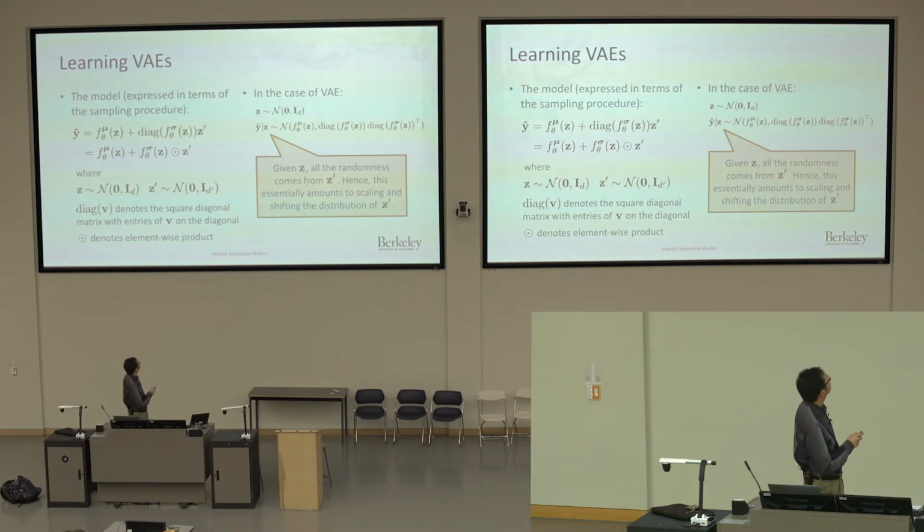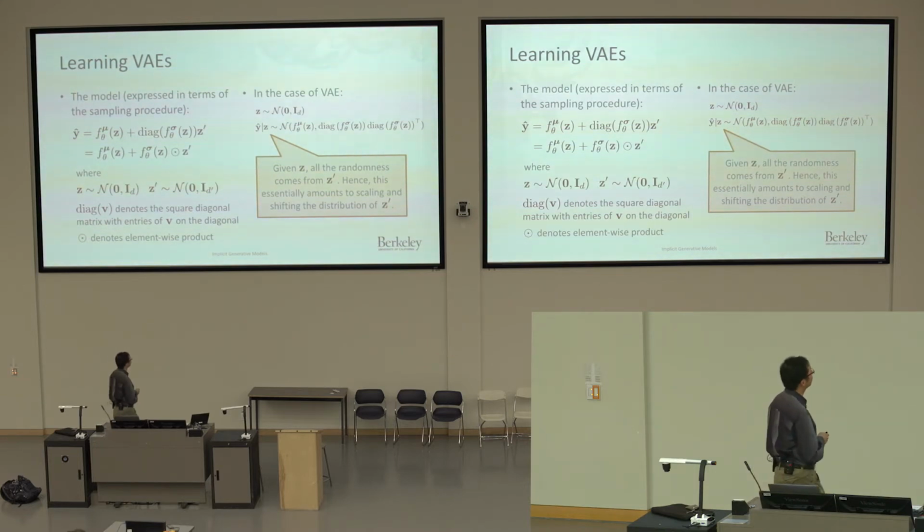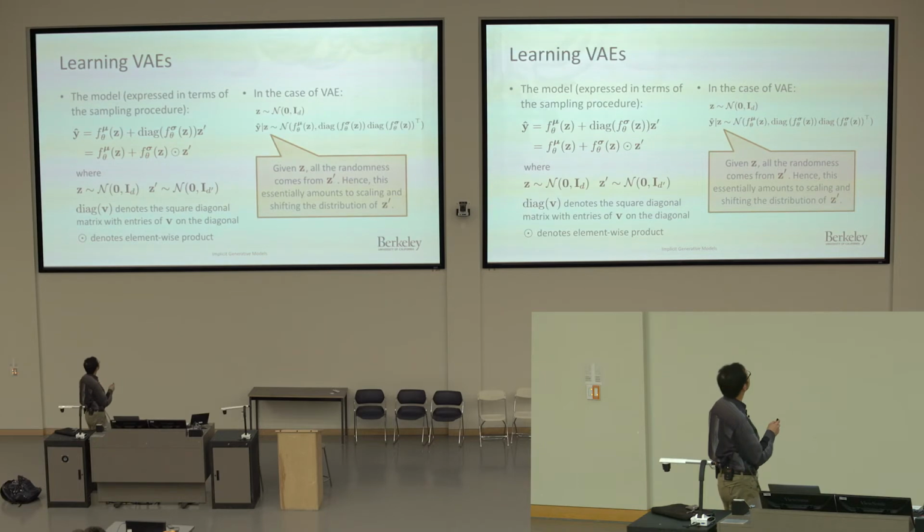You can see this by just thinking about where the randomness actually comes from. If you're given your z, these two things are going to be fixed, so the only source of randomness left is this z prime. And so this essentially amounts to scaling and shifting the distribution of z prime, which initially was just a standard Gaussian. If you apply this transformation, you just get the means and the covariances here.